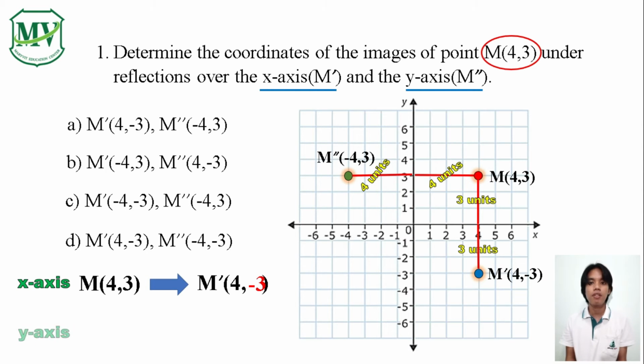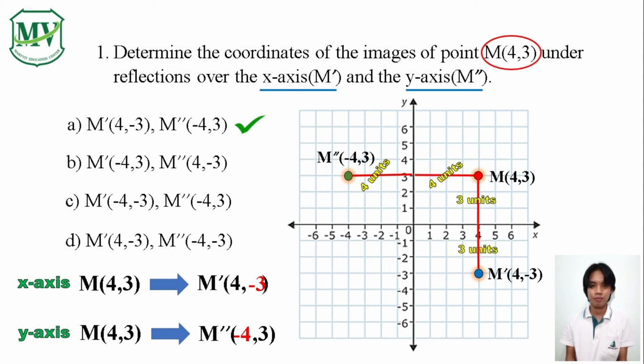When reflecting over the y-axis, notice that the y-coordinate did not change, but the value of the x-coordinate changed from positive to negative. This also applies to reflecting any point over the y-axis. Alright, it's obvious now the answer to this question, and that is letter A.